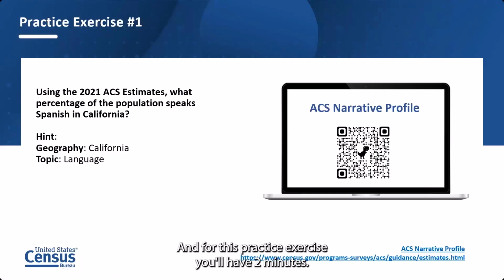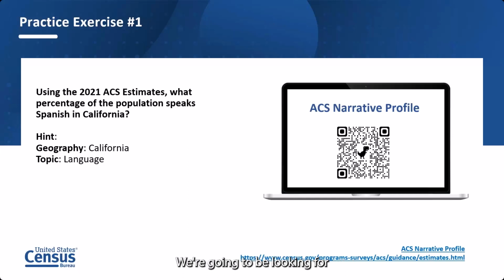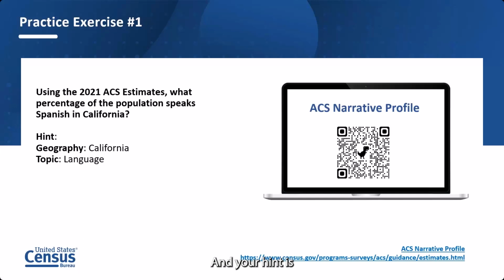For this practice exercise, you'll have 2 minutes. You can scan the QR code that's shown on the right side of the screen. We're going to be looking for ACS estimates. Using the 2021 ACS estimates, what percentage of the population speaks Spanish in California? Your hint is to select your geography, which is California, and then look for your topic, which is language.